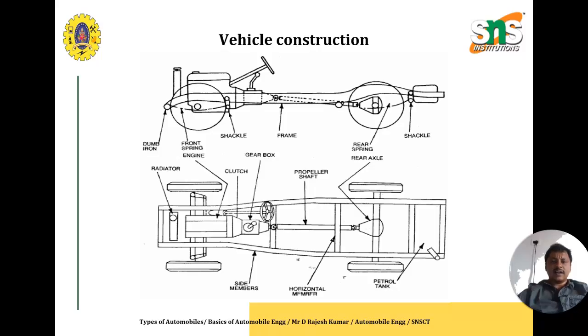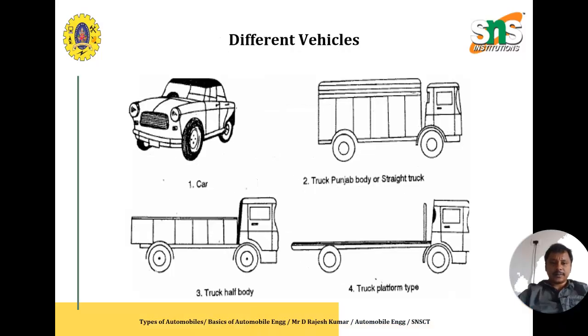Normally the vehicle consists of a backbone, that is the chassis. Chassis is the backbone or skeleton of the automobile. In the chassis, all the components are mounted over the chassis. The components are indicated in the slide. You can see here it is a ladder type of chassis. Over the chassis you can see the gearbox, clutch, radiator, engine, petrol tank, etc. So all the components are mounted over the chassis, which forms the backbone of the vehicle.